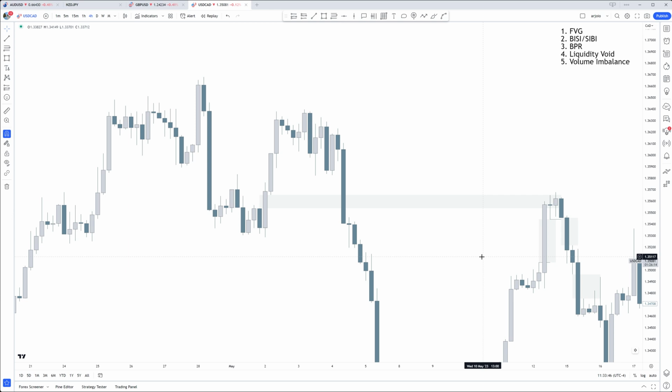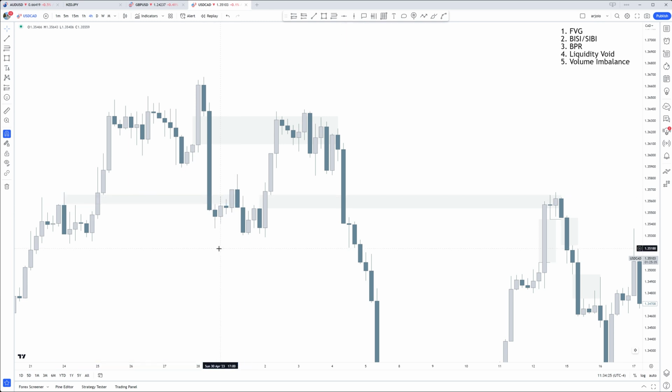And a BPR is only the overlapping part of the 2 fair value gaps. So a bullish fair value gap and a bearish fair value gap. If we take a look right here, we have another one right here. Only the overlapping part is the part you would select. So for example, right here, it is a little bit overlapping, so that is the only part you would select.